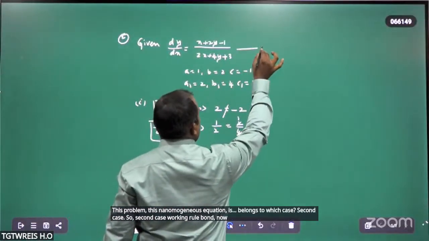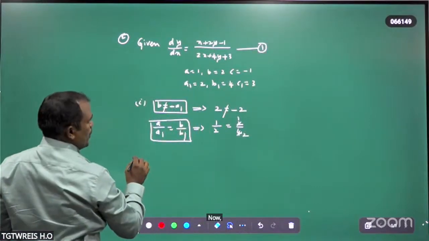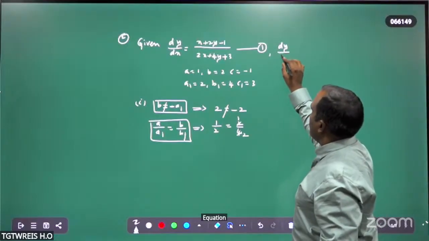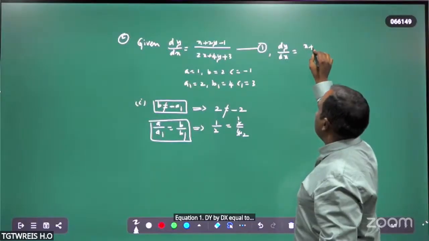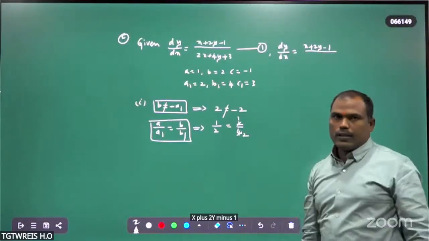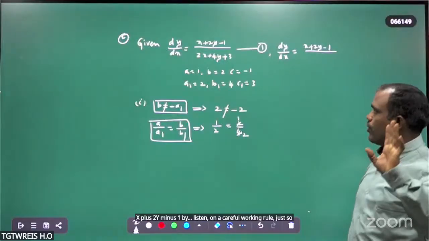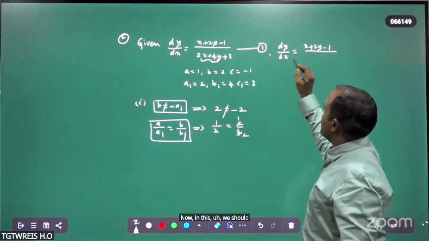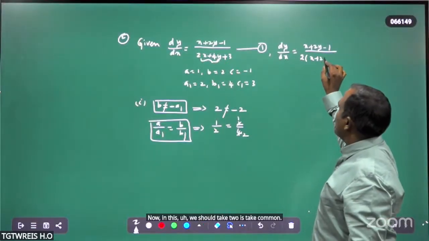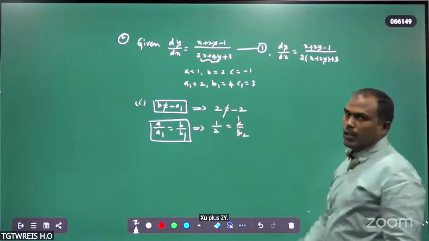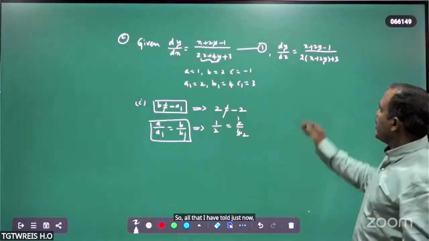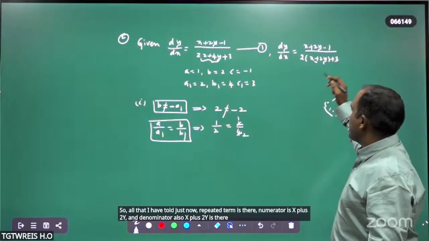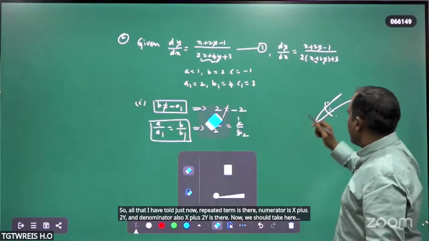Now I am writing the working rule. Equation 1: dy by dx equal to (x + 2y - 1) by 2(x + 2y) + 3. Listen carefully, I will explain one problem, and every problem you can do the same way. Here we take 2 common in the denominator. A repeated term is there: the numerator is x + 2y and the denominator also has x + 2y.